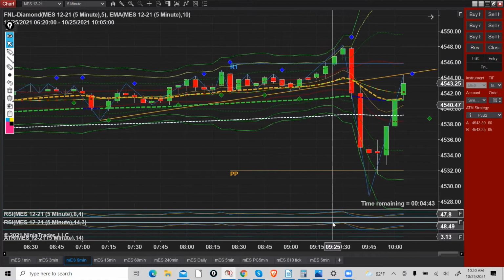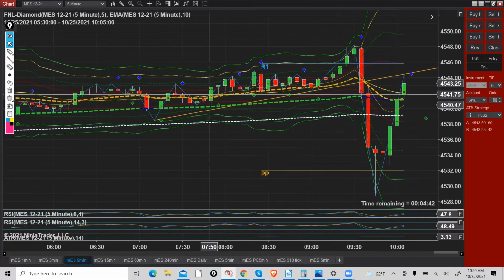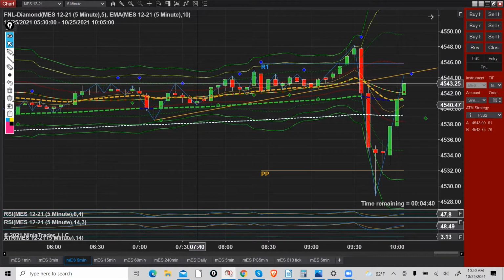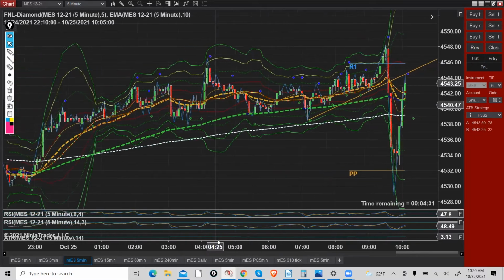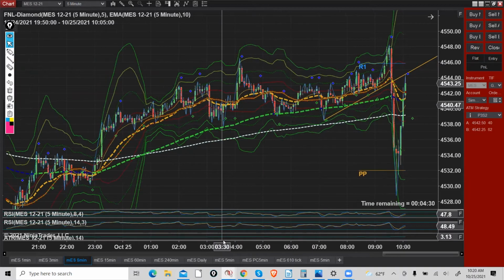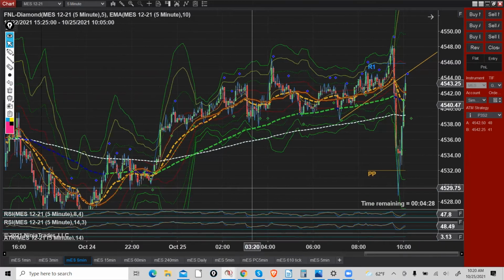So let's talk about what's happening on the charts with the Bollingers. You see we have our 1 sigma, 2 sigma, 3 sigma, and 4 sigma Bollingers. Sometimes it's easier to see what they do when I scrunch the price action a little bit. You'll see how the Bollingers get wide and skinny and wide and skinny over time.